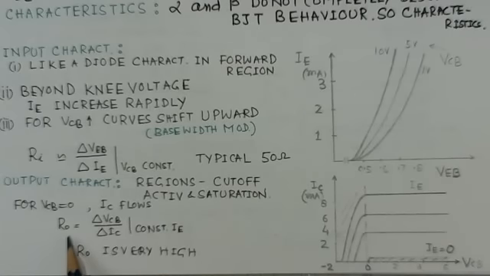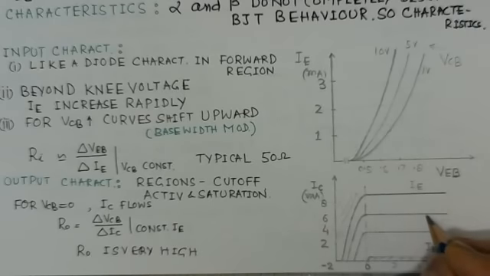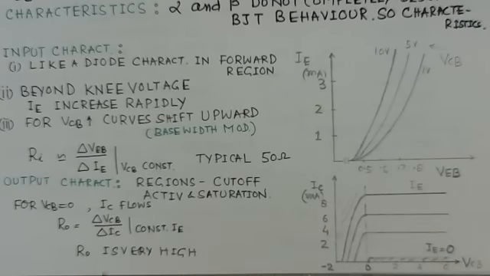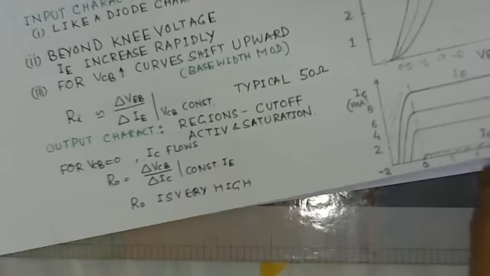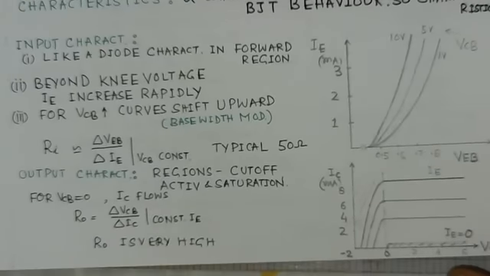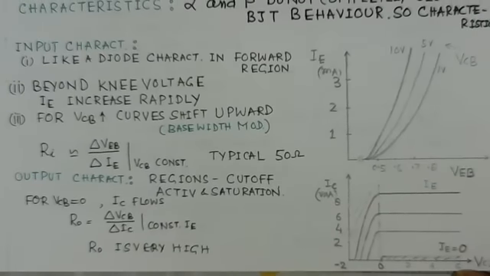And we can determine the value for Ro, delta VCB over delta IC for constant IE. These are curves for different IE values. What we notice is that Ro is very high, because these characteristics are more or less flat. They have very high impedance.